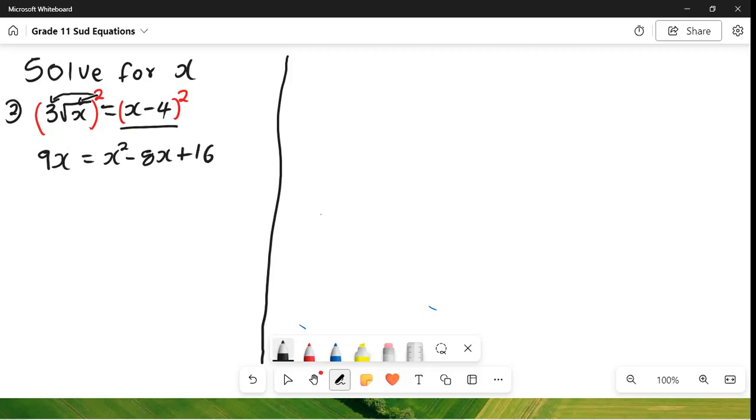I believe I'm right. Still mathematically correct. And we will transpose this whole unit to the other side and it will change the sign. Then we group it with its own like terms while at the same time writing it in standard form. I've shown you why we're doing this and how we do it. We have x squared minus 8x minus 9x.